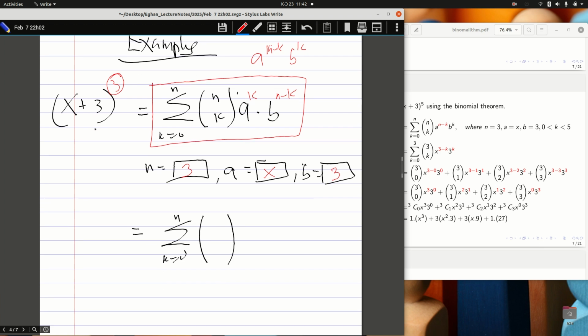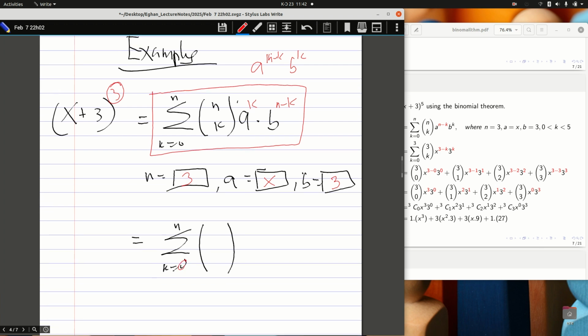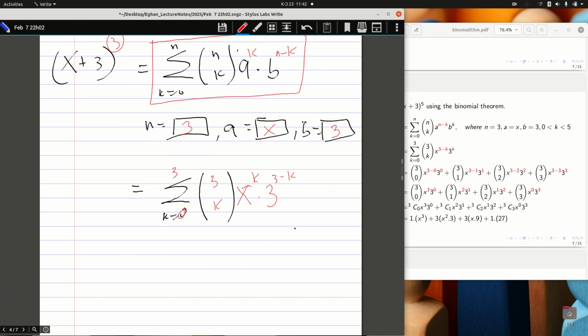So by the formula, it means k is going to run from 0 to 3 here, and I have 3Ck, x to the power k, and then 3 to the power 3 minus k. I'm doing a substitution, please. Assuming I don't know about the Pascal triangle and all that, this is how I would have expanded the whole series. I'll start at k equal to 0. Then I'll have it as 3C0, x to the power 0, and then 3 to the power 3 minus 0, which is still 3.